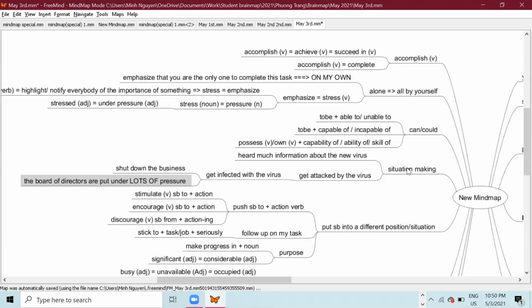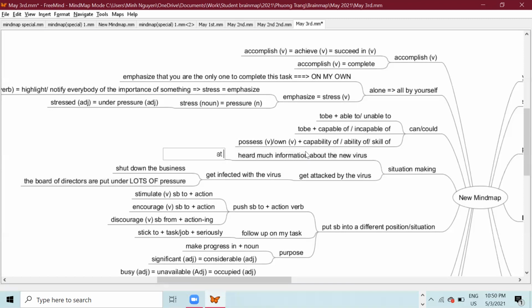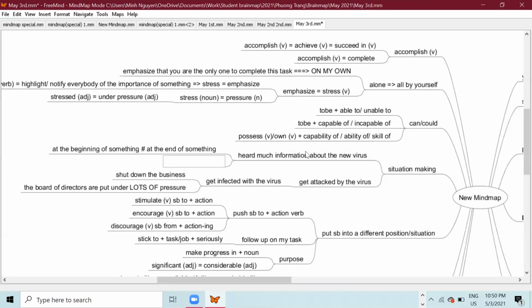So here first, you were talking about the new virus, in the beginning, at the beginning of last year. Here we had the phrase "at the beginning of something." When we think of the phrase "at the beginning of something," we are going to think of the phrase "at the end of something." And here you had the phrase "in the beginning."